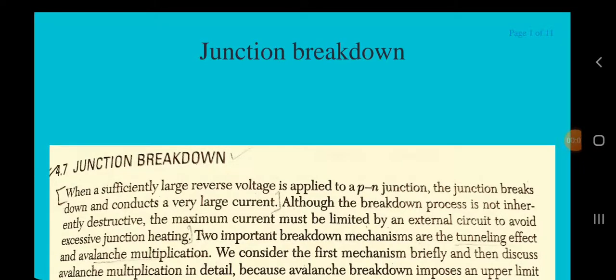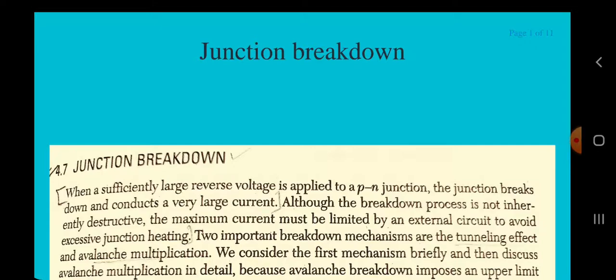Junction breakdown. When a sufficiently large reverse voltage is applied to a PN junction, the junction breaks down and conducts a very large current. Although the breakdown process is not inherently destructive, the maximum current must be limited by an external circuit to avoid excessive junction heating. Two important breakdown mechanisms are the tunneling effect and avalanche multiplication.